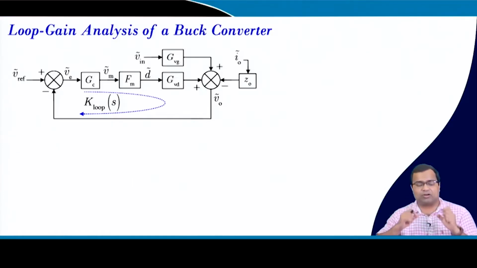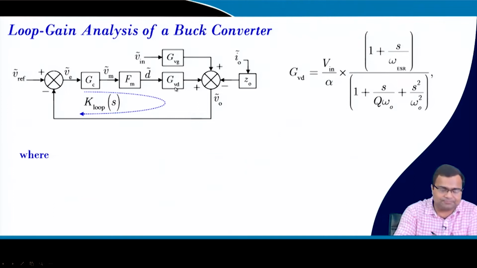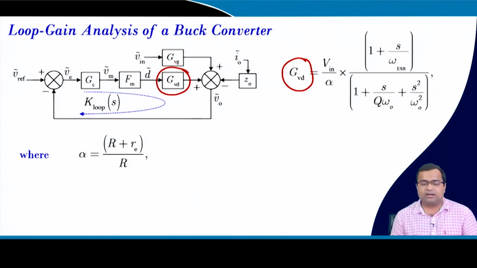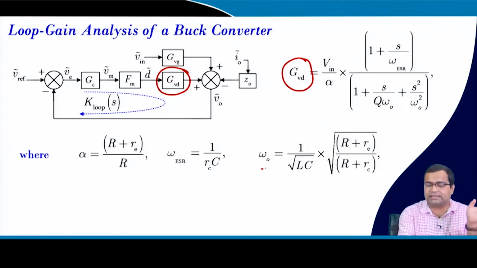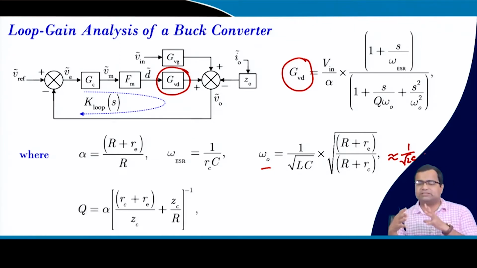So, loop gain analysis of a buck converter. This loop structure we have already seen in the previous lecture, so I am not going to spend time on it, and the control to output transfer function, that means this particular transfer function that we know, it is here, where alpha we have discussed, R plus R equivalent, that is the total resistance, DCR plus RDS on, ESR 0, then this is the LC filter pole, and this can be approximated to be 1 by square root of LC, because if RE and RC are close to each other, or particularly if the load resistance is higher than RE and RC, which is the case.